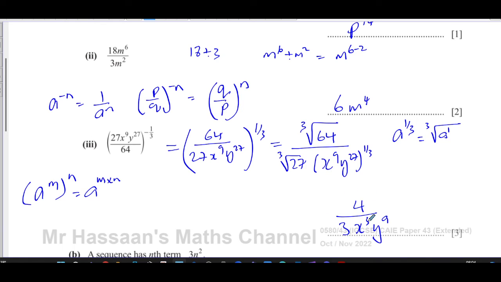And there we have the simplified form of our answer. That's 4 over 3 times, and in the denominator, x to the power of 3, y to the power of 9. There's the answer to that question. This was the question that the student was asking about.